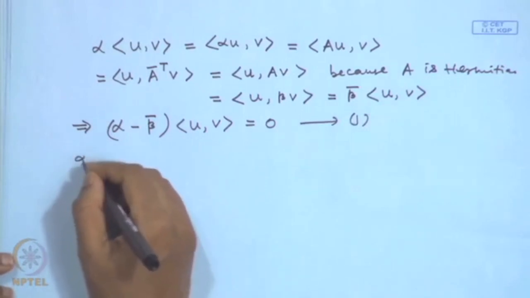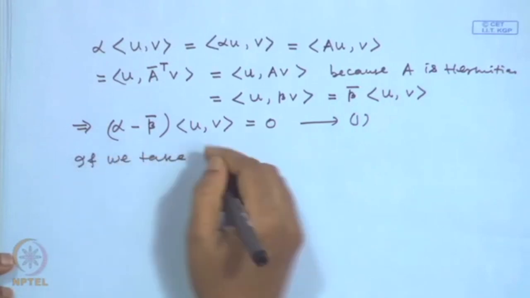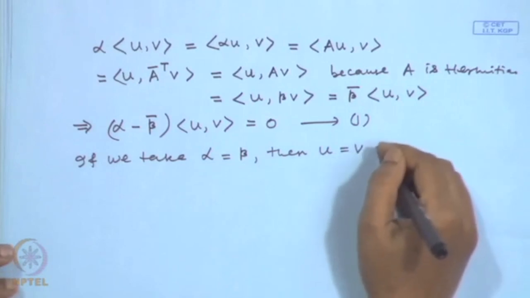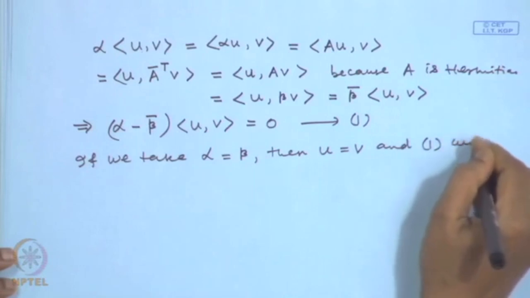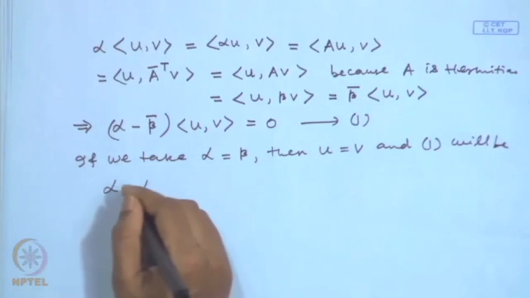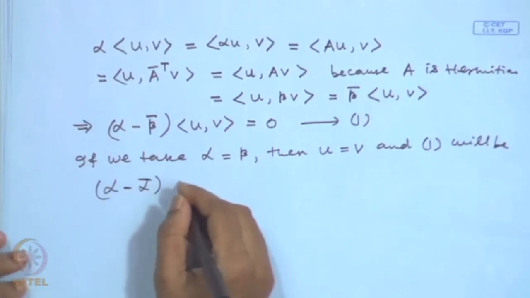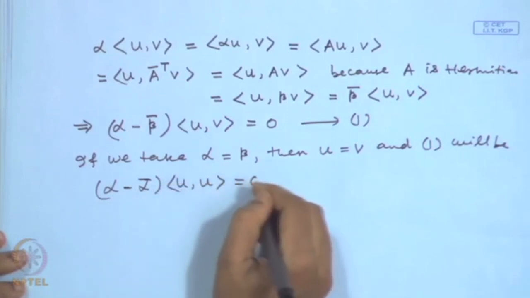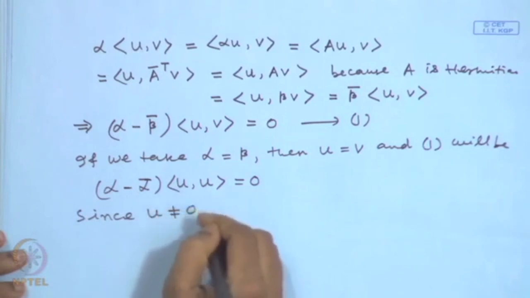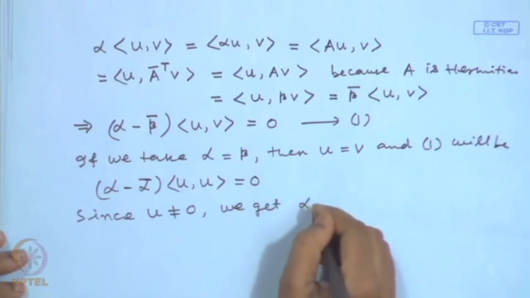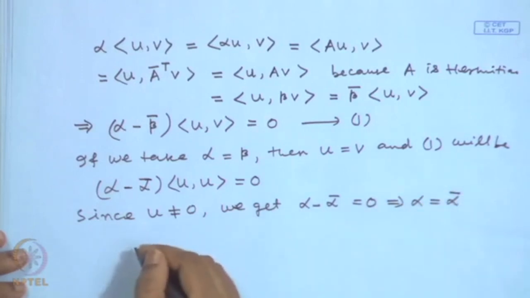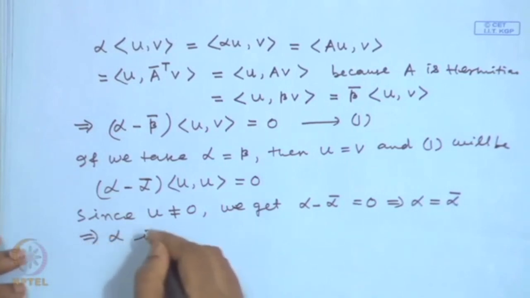So, if we take alpha equal to beta, then u equal to v, and equation 1 will be alpha minus alpha bar multiplied with the inner product of u with itself, which is equal to 0, but u is a non-zero vector. So, since u is not equal to 0, we get alpha minus alpha bar is equal to 0, and this implies that alpha is equal to alpha bar. So this says that alpha is a real number.